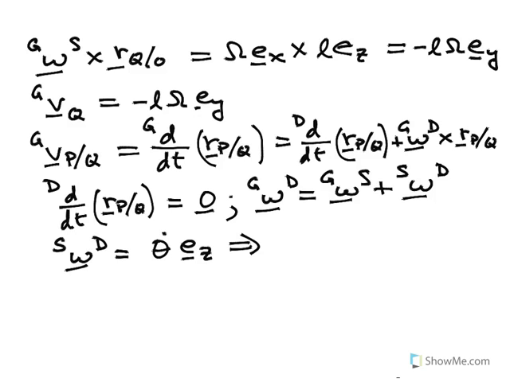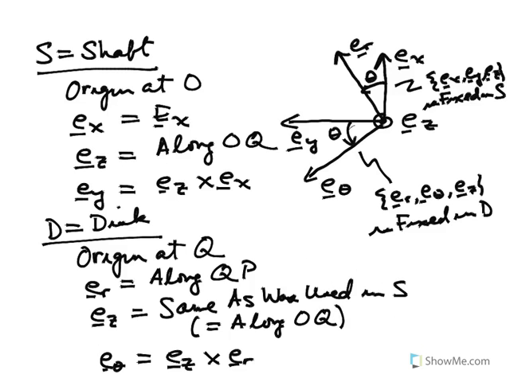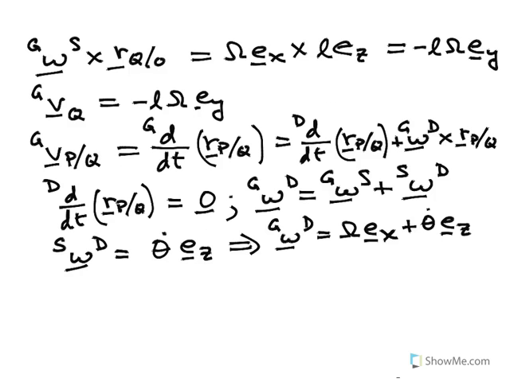So that tells me that the angular velocity of the disk as viewed by an observer fixed to the ground is equal to omega Ex plus theta dot Ez. So now we can use the fact that we need the final result here in terms of coordinates fixed to the disk. If we look back on our diagram, we can actually see that Ex is equal to cosine theta Er minus the sine of theta E theta.